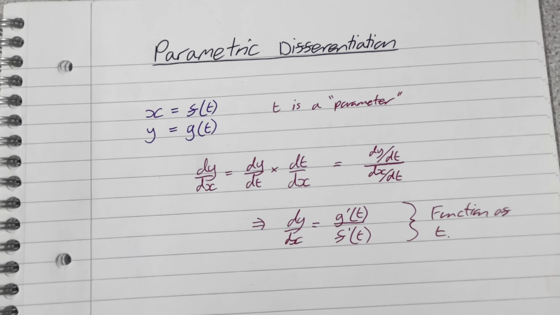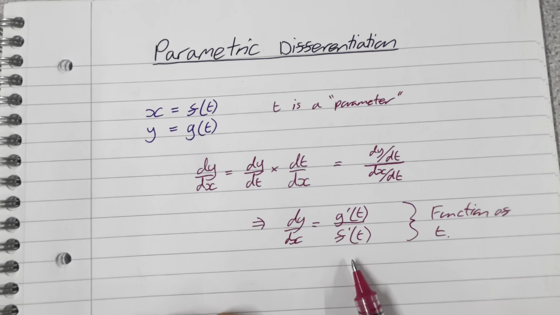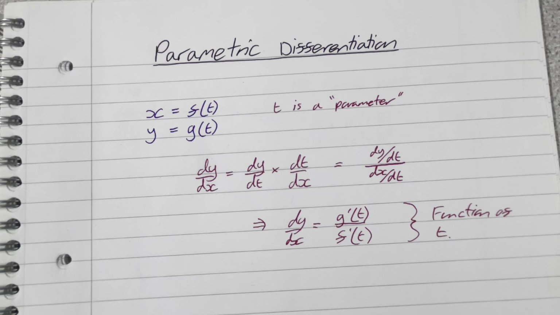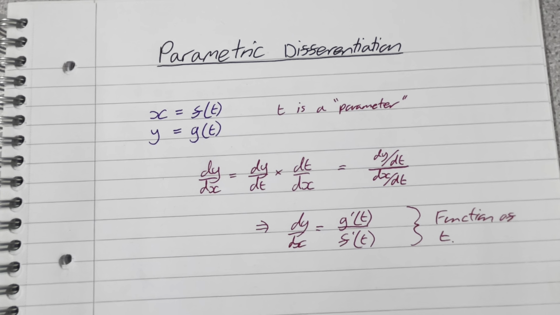Okay. Here, of course, we use t as the parameter, but it might be something else. Another common letter that's used is theta, particularly when you've got trigonometric functions around. Okay, just bear that in mind. But the principles are the same. You differentiate y with respect to the parameter, and you divide that by the differential of x with respect to the parameter. And that's the premise of parametric differentiation. Okay, so let's have a look at some examples.